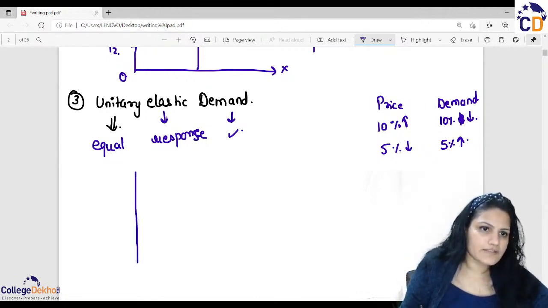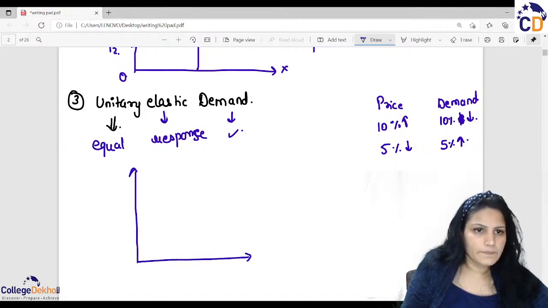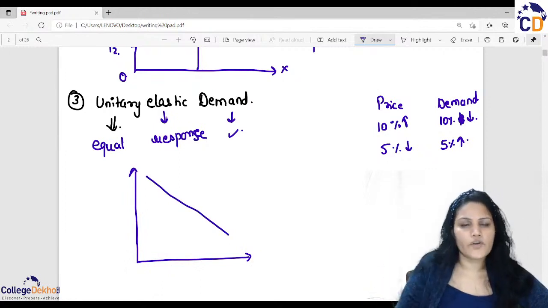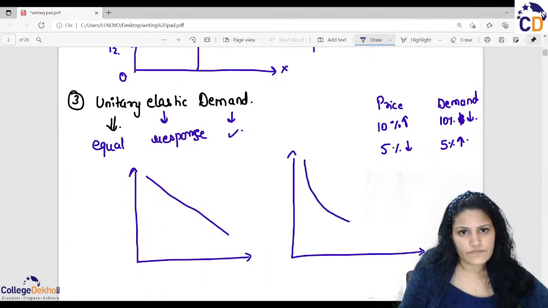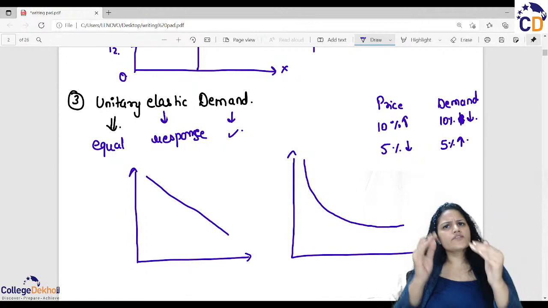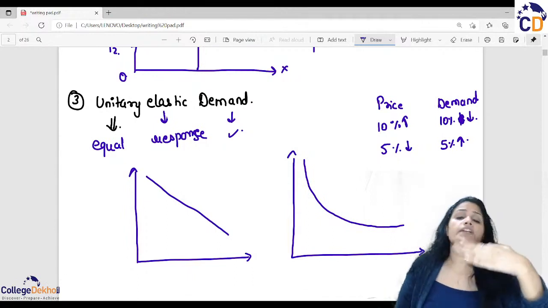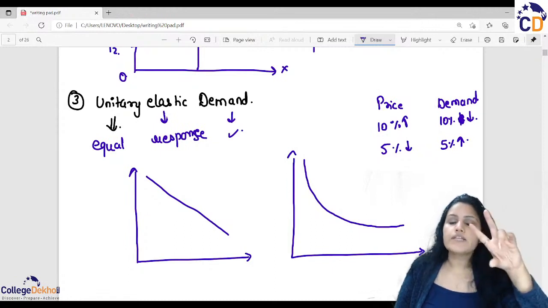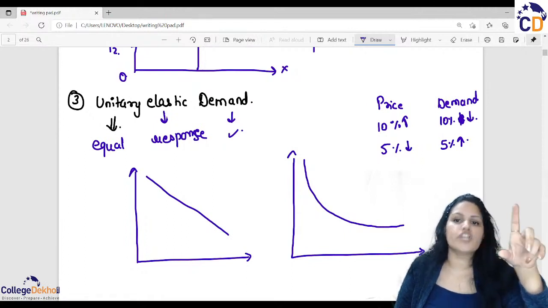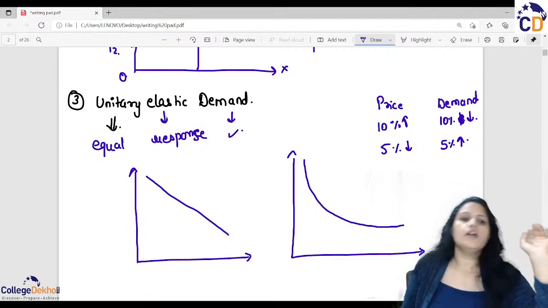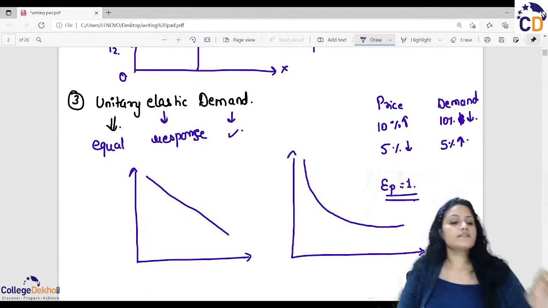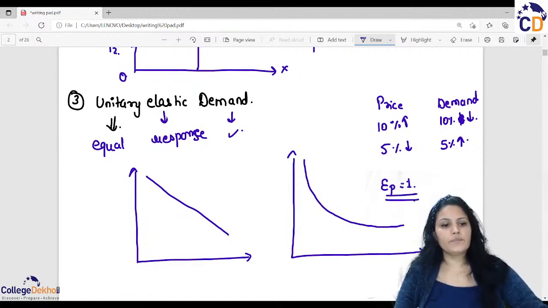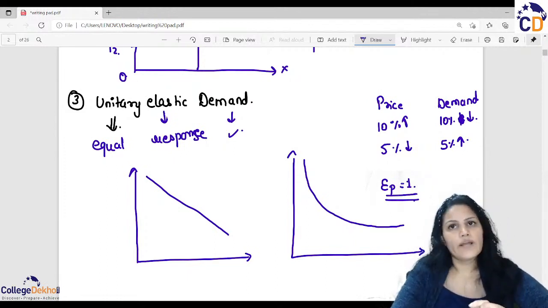So its diagram would be like this. It may be like this, as we learn in the theory of demand or the introduction of demand chapter, or it would be like this type. For that, it automatically is going to be downward, but the shape may change, and the shape change basically shows the proportionate change. That means the equal change between the price and the demand. So unitary elastic will be denoted as EP equals 1, because it's the equality in change.